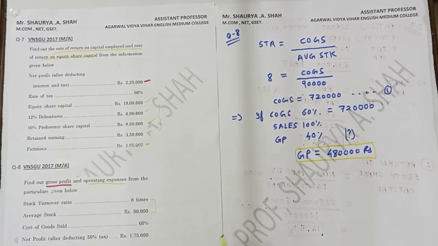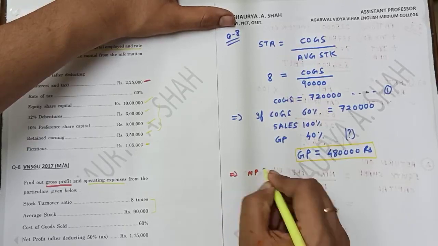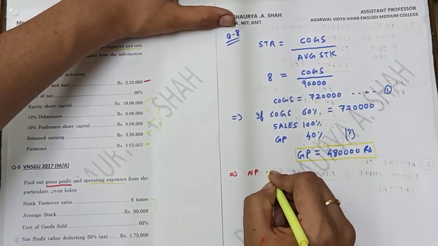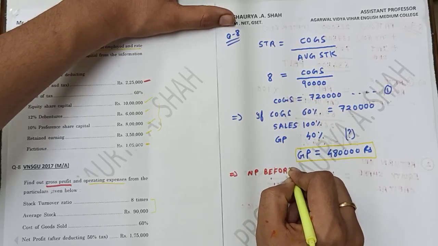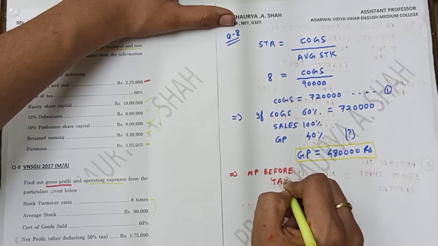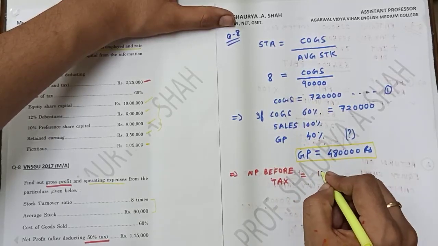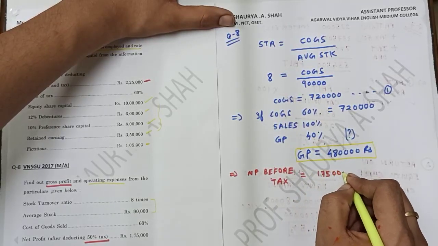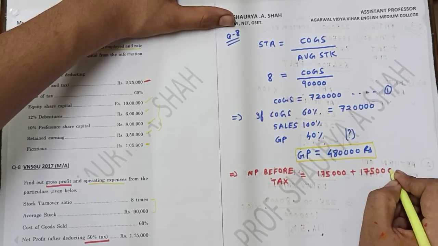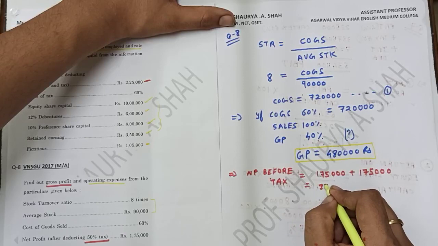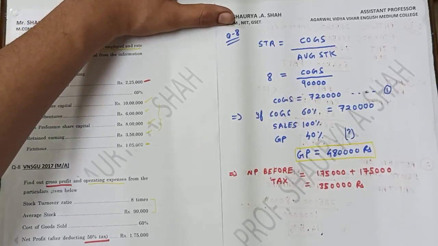So here if you see, the net profit is given after tax. So if I want net profit before tax, what I'll do is I will add up 50%, as the tax rate is 50%. 1,75,000 plus 1,75,000 gives me 3,50,000. That is my net profit before tax.